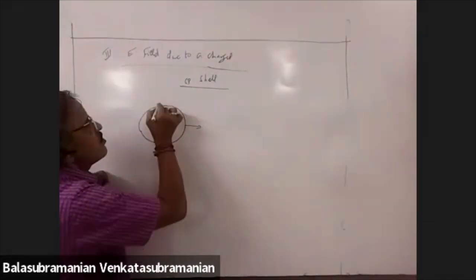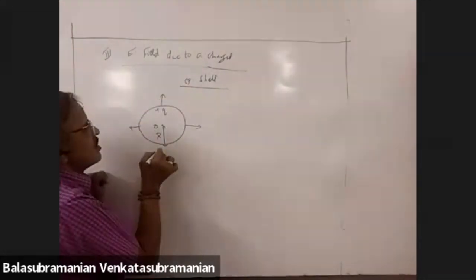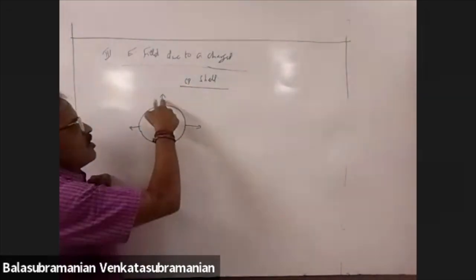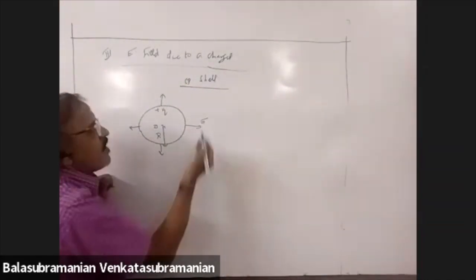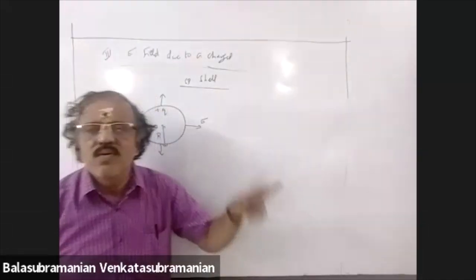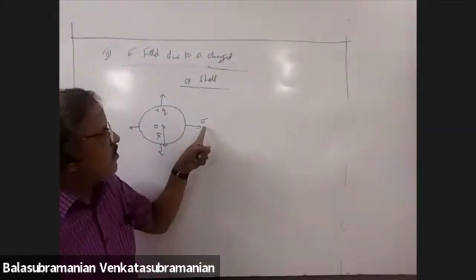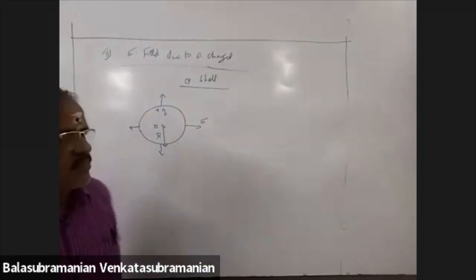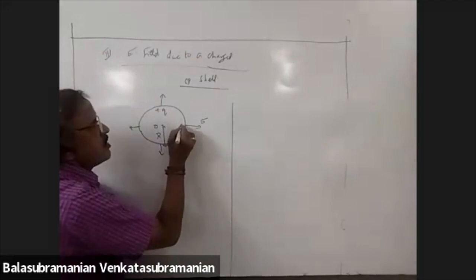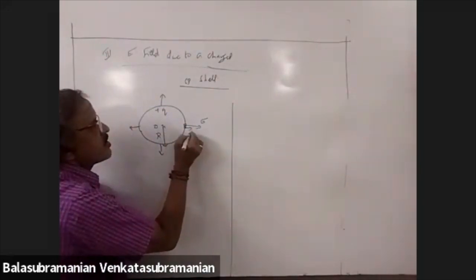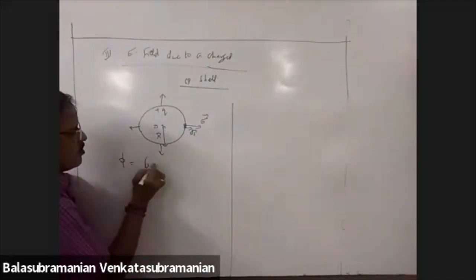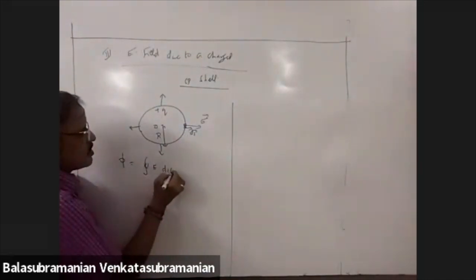This is positive throughout. So the direction of the electric field is away from positive, towards negative. That is the basic principle. This is a positive charge, so the field is away from it. The portion dS has the same direction. So phi is equal to closed integral E dot dS.